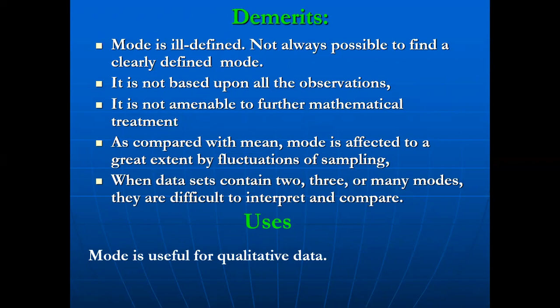So compared with mean, mode is affected to a great extent by fluctuations of sampling. That means if the repetition of numbers in samples is more, then this fluctuation sometimes leads to the creation of multiple modal values. So when a data series contains two, three or many modes, it is very difficult to interpret and compare. If the repetition of frequencies is similar, then you will be getting two modes, three modes and multiple modes. Then which is the actual mode, it's very difficult to tell.